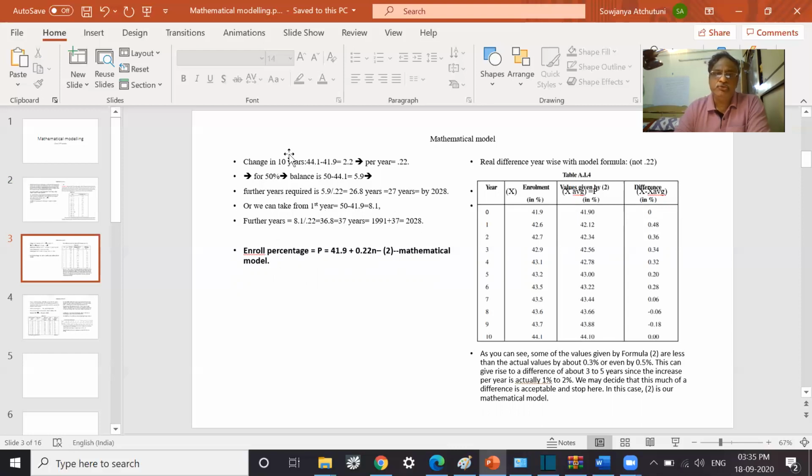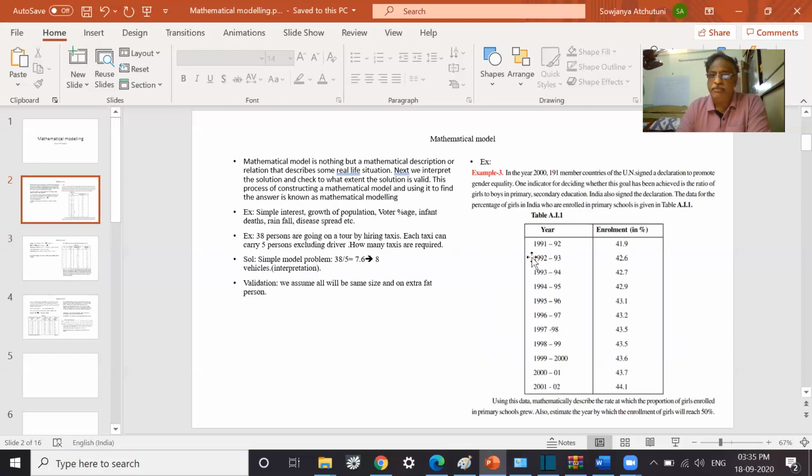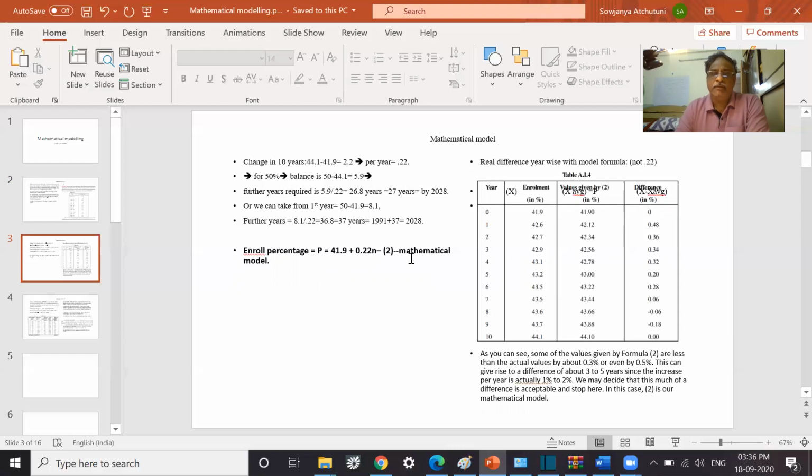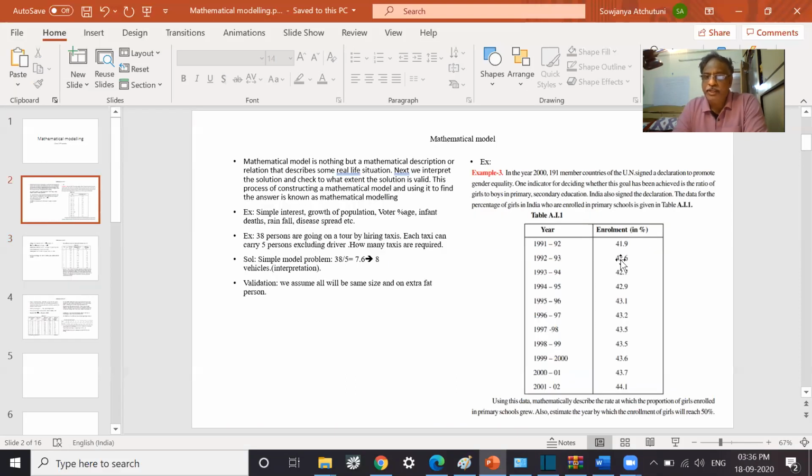I converted the situation using this data. I have past data, and from the past data, the situation is converted to a mathematical formula. Now let us see. It can vary by 2 to 3 years. If I want the exact period, then we'll do it another way. This is X: 41.9, 42, 42.7, 42.9. This is the data given for each year.